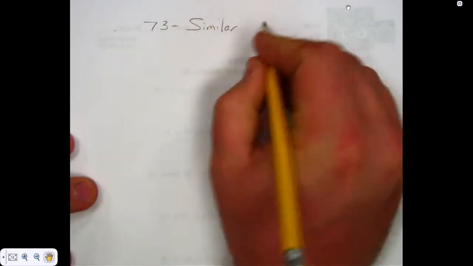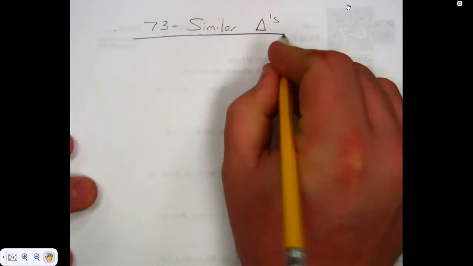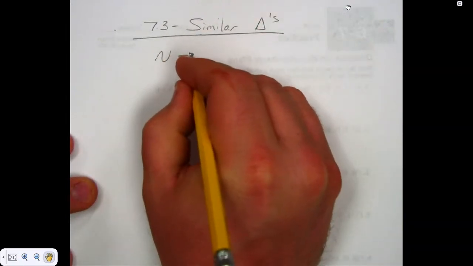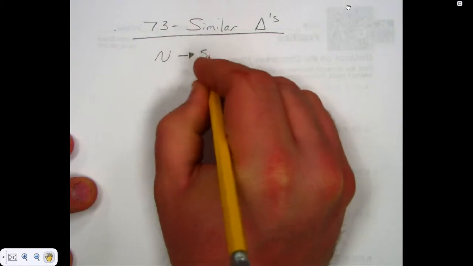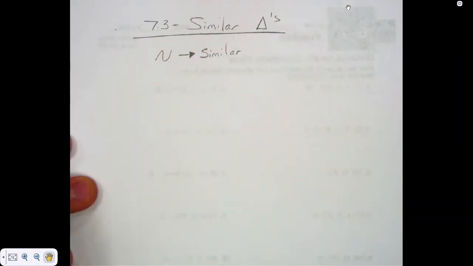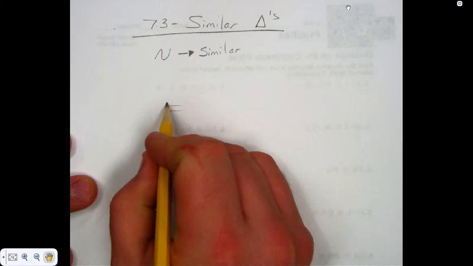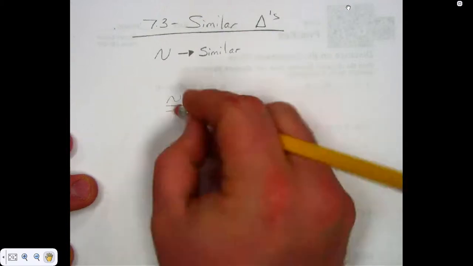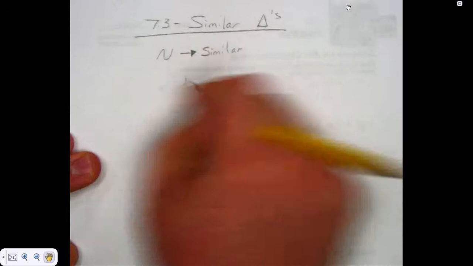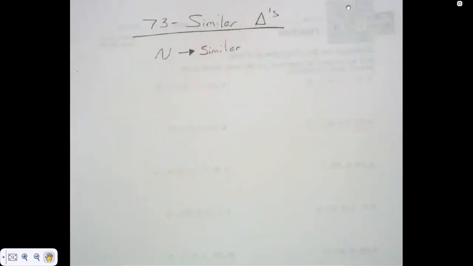7.3, similar triangles. By the way, that sign means what? Similar. Congruent is basically that with an equal. Since they're not quite equal, we get rid of the equal, and what do we have? Similar. We're going to talk about similar triangles.